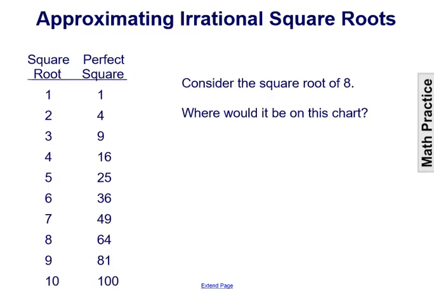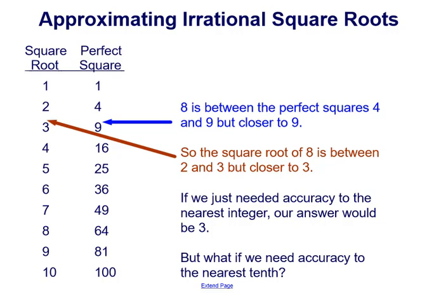So let's consider as an example the square root of 8. If we have our chart of perfect squares and what their square roots would be, think about where the square root of 8 would fall. Well, the radicand, the number underneath the square root, 8, is between the perfect squares of 4 and 9, but it's closer to 9. So the square root of 8 is between 2 and 3, but closer to 3, since the square root of 4 is 2 and the square root of 9 is 3. If we just needed accuracy to the nearest integer, our answer would be 3.